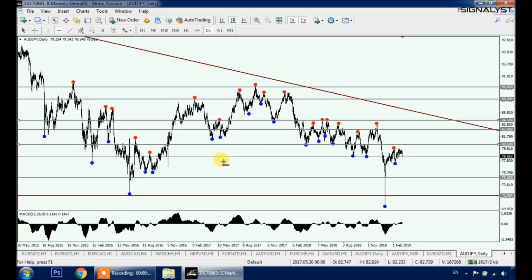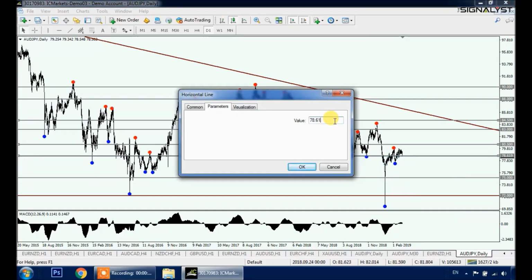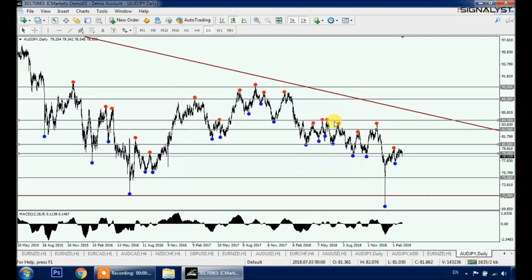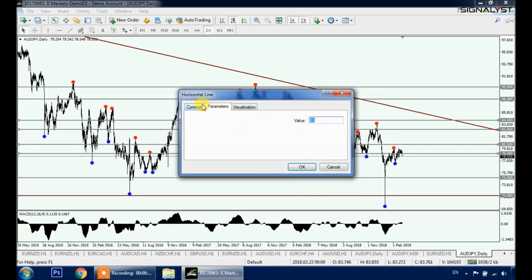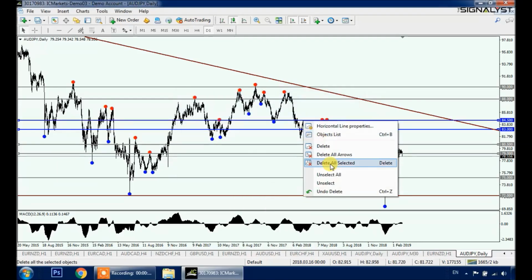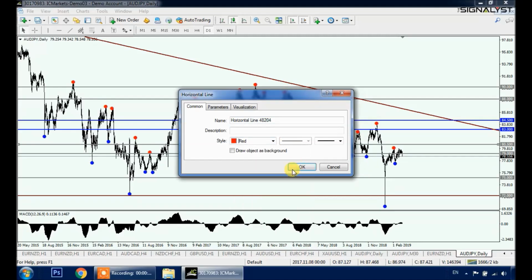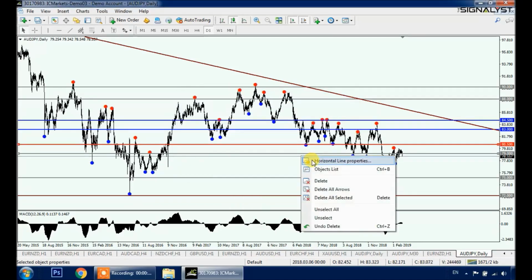Can we draw anything else? Yes, 1, 2, 3, 4, a strong one as well. Let's make it 79. And as you know, so far I like to make my resistance levels in blue and support levels in red. So let's make it to make it visually better. Alright, so now we have our resistance and now we are drawing our support.